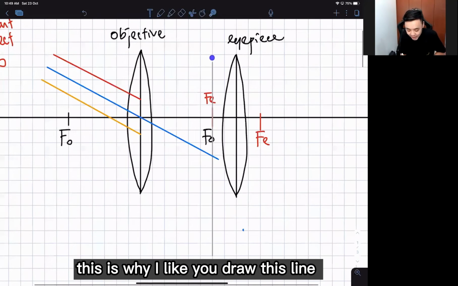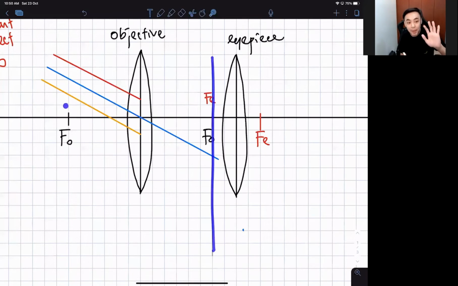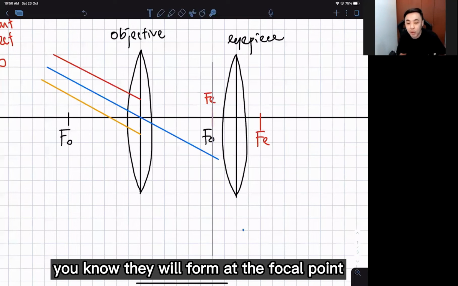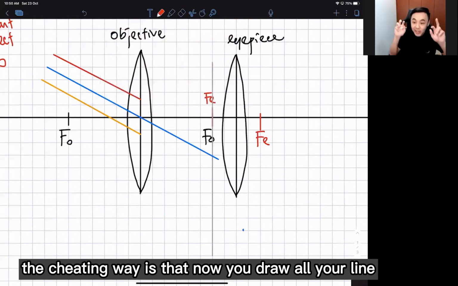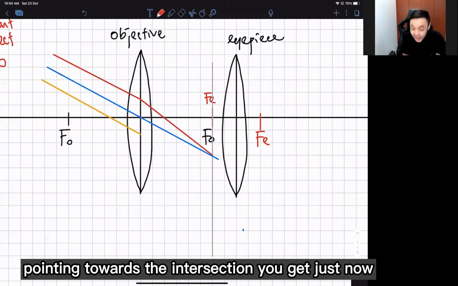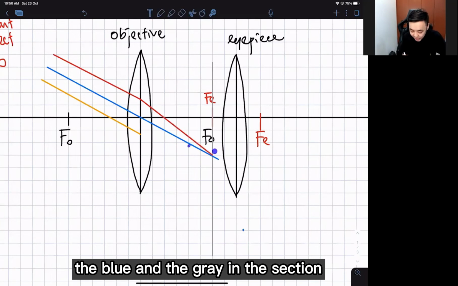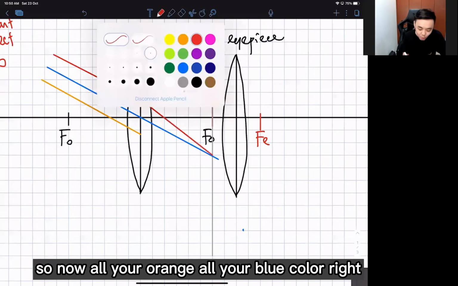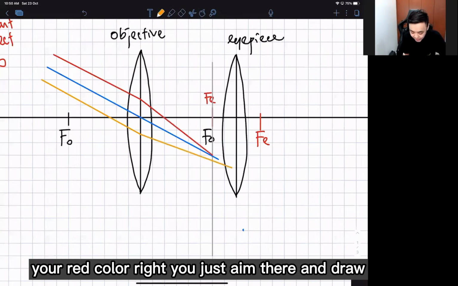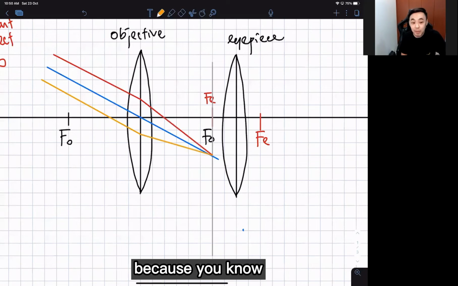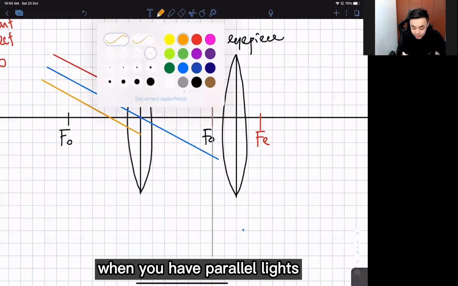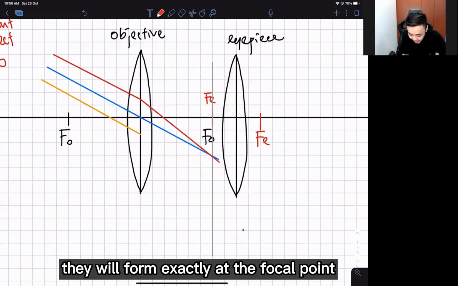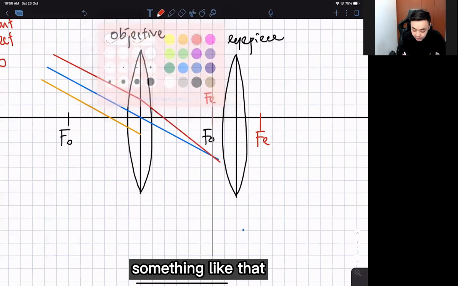Simple. This is why I like you to draw this line. Now, parallel lines, you know they will form at the focal point. So what you do, very simple. The cheating way is that you draw all your lines pointing towards the intersection you got just now. The blue and the gray intersection, right? So now all your orange, all your blue color, sorry, your red color, you just aim there and draw. Because you know when you have parallel lines, they will form exactly at the focal point. Something like that. All right.